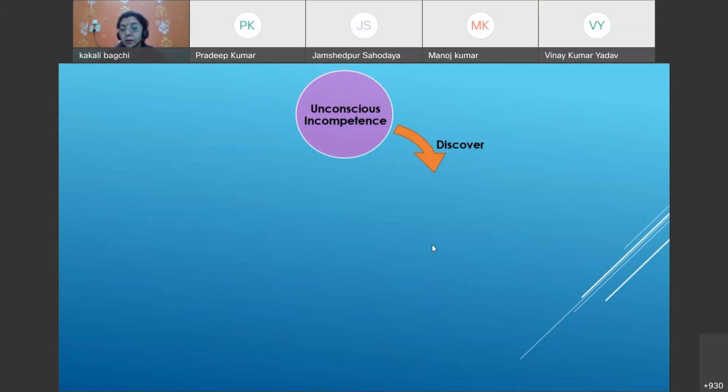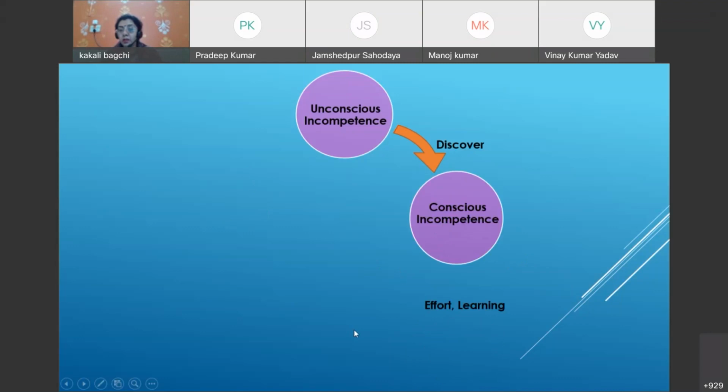Then what will happen? After that, I'll be conscious about my incompetency. Yes, this is my incompetency. Now, once I know my weakness, I will go on working on this. The more I work on this, the more this incompetency will be converted into my competency.